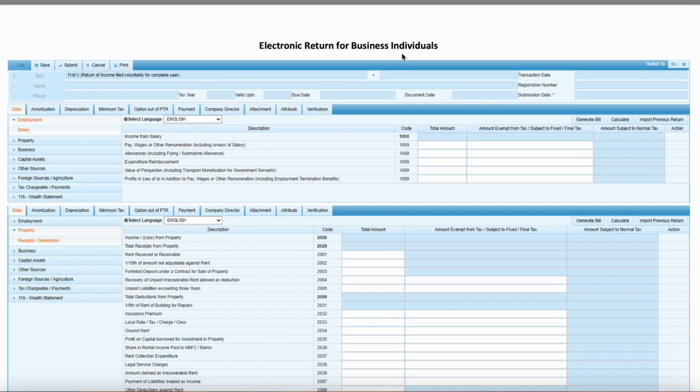We'll be talking about how to file your business tax return for business individuals, sole proprietors, owners doing their own business. This is the standard tax return that has been issued by the Federal Board of Revenue, FBR, for tax year 2023. It says that it's a return of income filed voluntarily for the complete year. We'll have a quick look at the overall structure and then we'll move to the head, income from business.